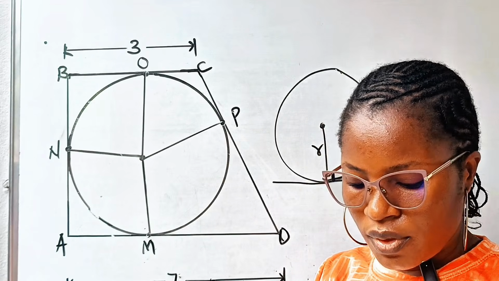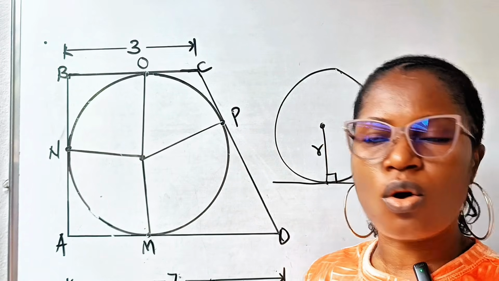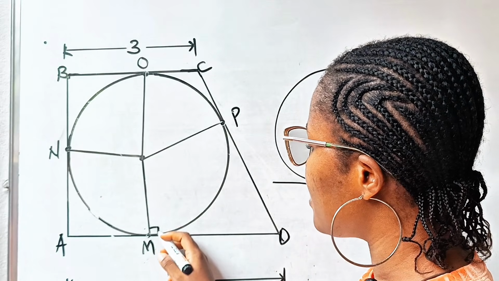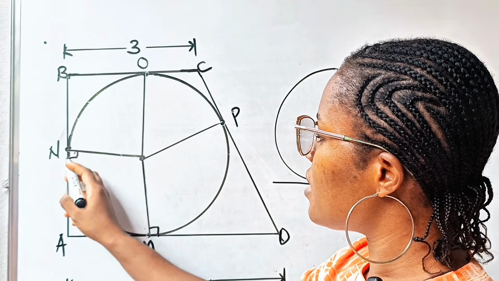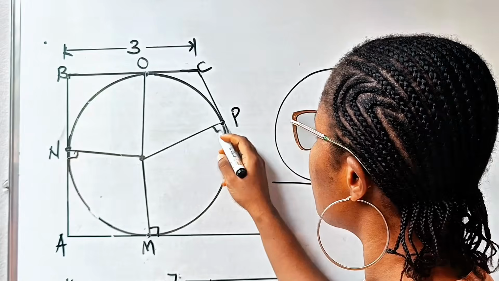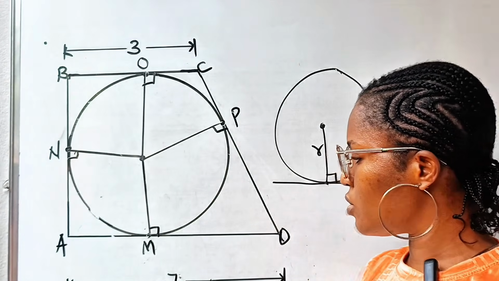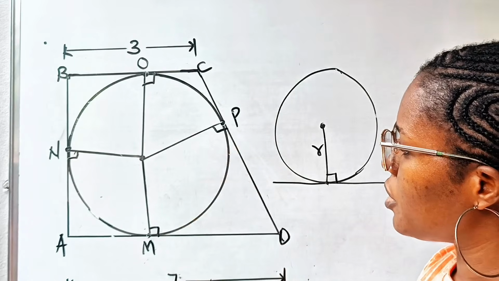All right, now based on the theorem I just explained, it means that here is 90 degrees, here is 90 degrees, here is 90 degrees, here is 90 degrees. All the points of contact are at 90 degrees to the radius of the circle.